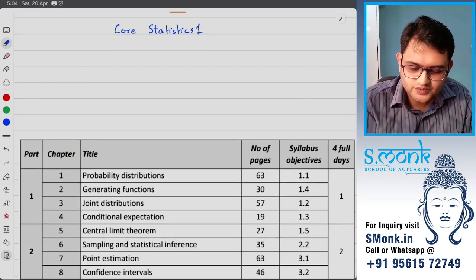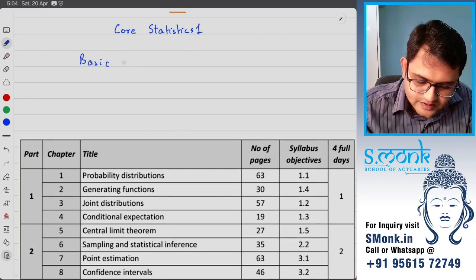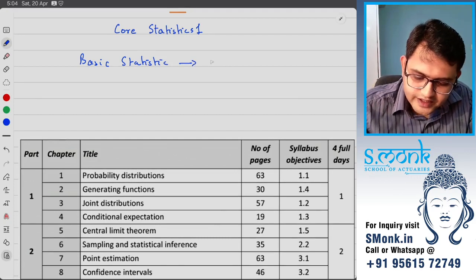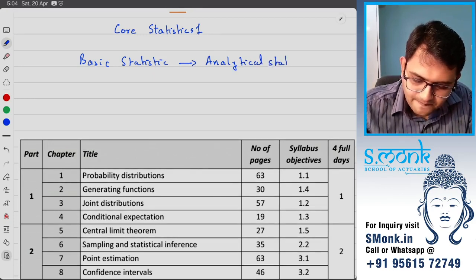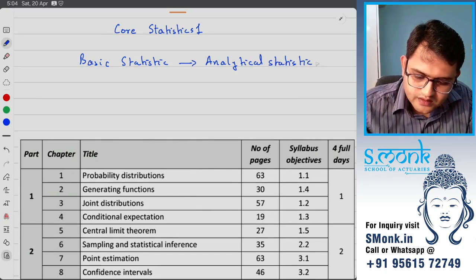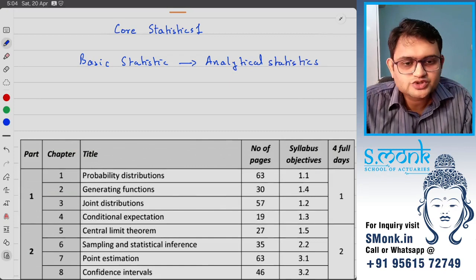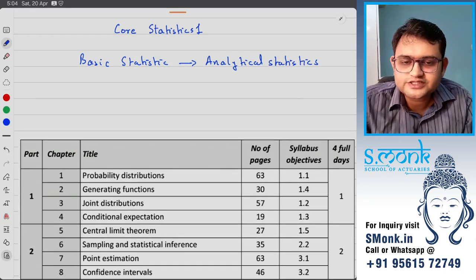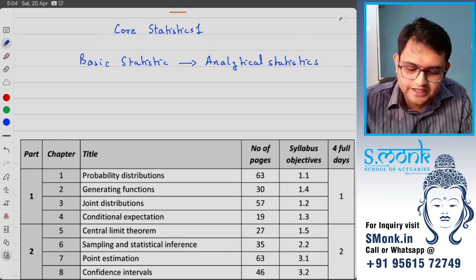So Core Statistics 1 contains statistics from basic statistics to advanced, that is analytical statistics. This is covered in CS1. When it comes to CS2, you have much more advanced statistics, that is called modeling. So that is CS2. You will study that later.